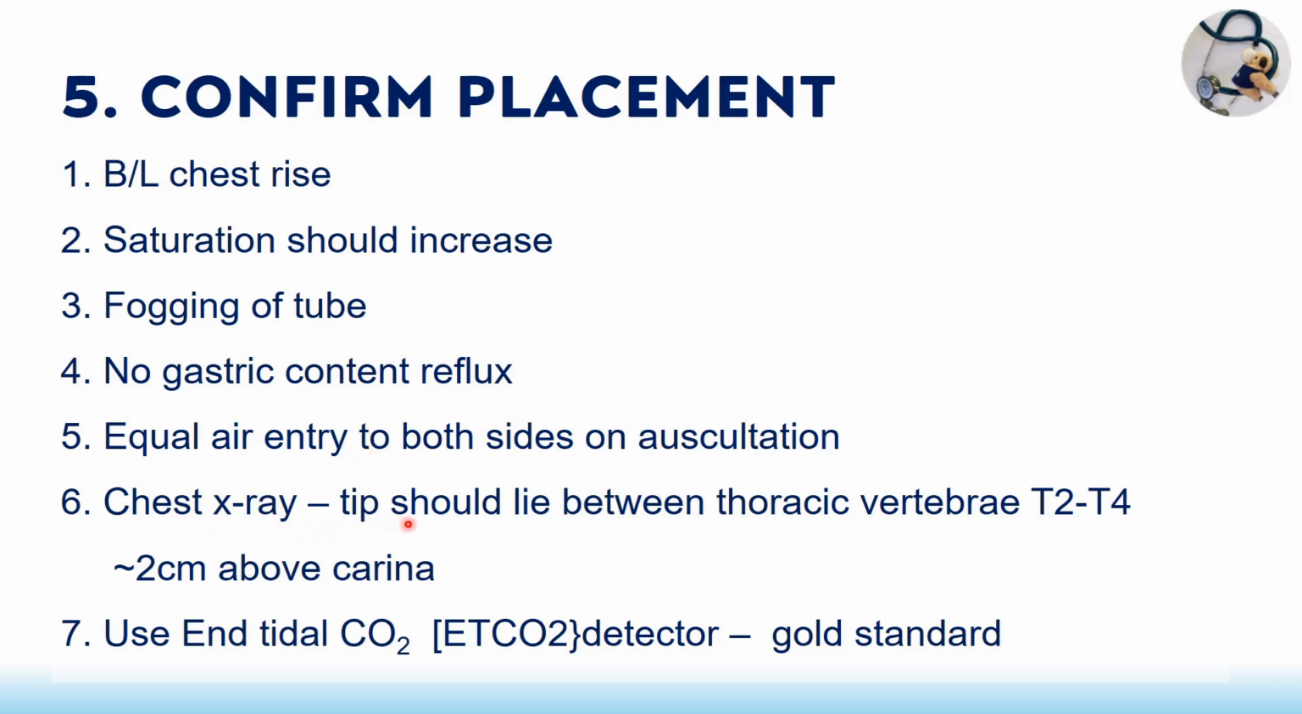So in the X-ray, tip should lie between the thoracic vertebra T2 to T4, that is approximately 2 centimeter above the carina. The T2 to T4 is equivalent to 2 centimeter above the carina. So in the X-ray you should be visualizing that. But out of all these, gold standard will be using end-tidal carbon dioxide detector, that is also known as EtCO2 detector. So this is actually a monitoring device which is used to measure concentration of the carbon dioxide in exhaled air at the end of expiration. So this will be the best.